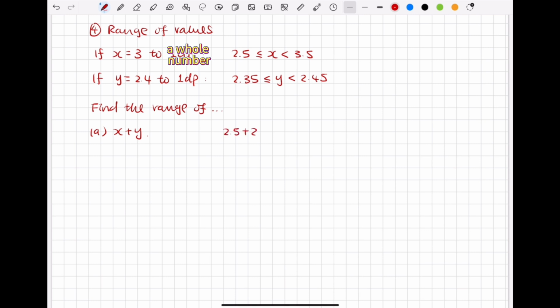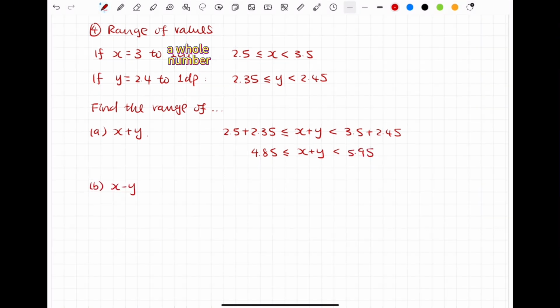If we wanted to find the range of x plus y, now what we need to do is to find the smallest value that x plus y can be and the largest value x plus y can be. So to find the smallest value, what we will do is to add the smallest value of x and y, and that's 4.85, and the largest value of x and y, which is 5.95.